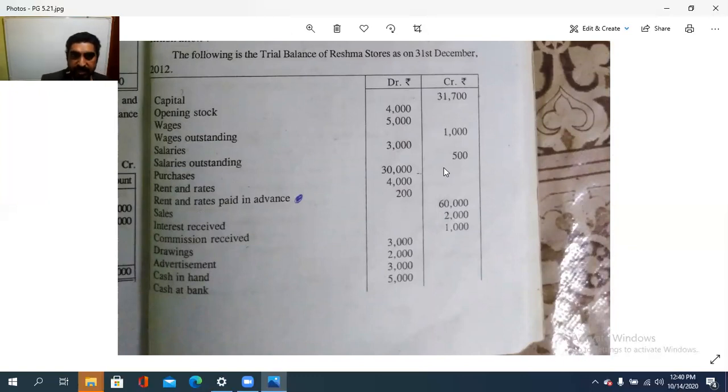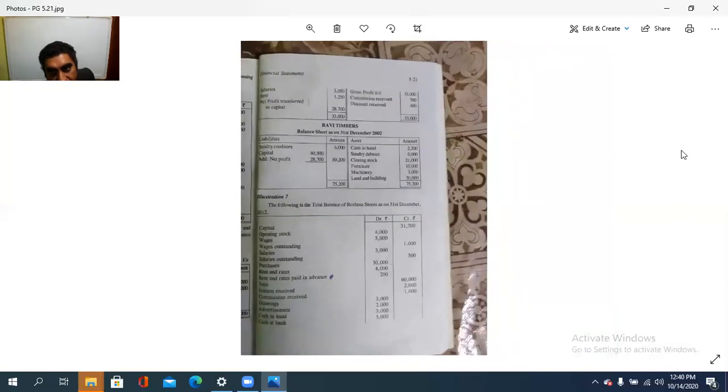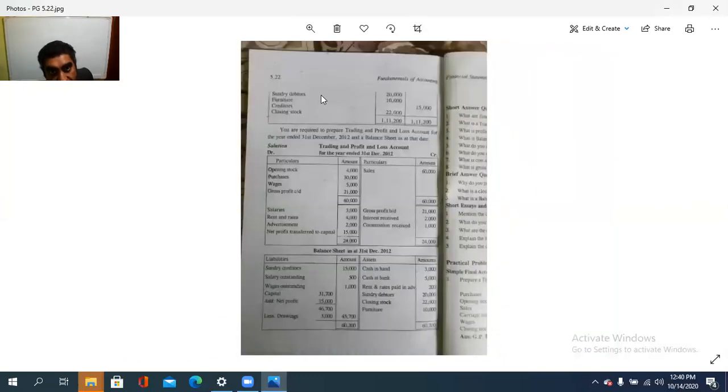Capital, opening stock, wages, then wages outstanding, salaries, salaries outstanding, purchases, rent and rates, then rent and rates paid in advance, sales, then interest received, commission received, then drawings, advertisement, cash in hand, and cash at bank. And finally, what is there in that adjustment? Sundry debtors, furniture, creditors, closing stock. You are required to prepare the trading and profit and loss account and the balance sheet as on that date. So we'll look into that.